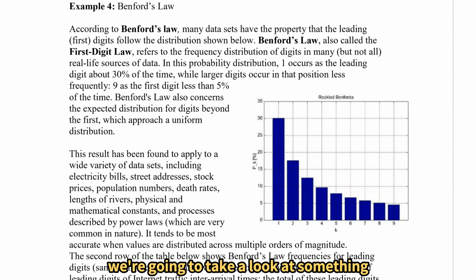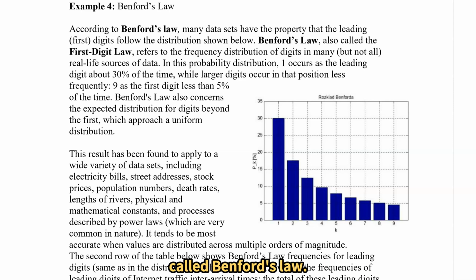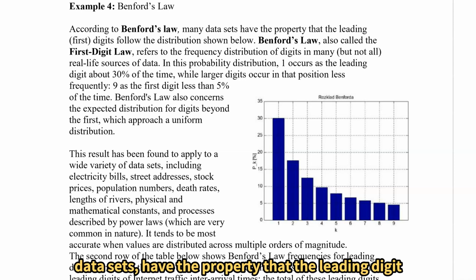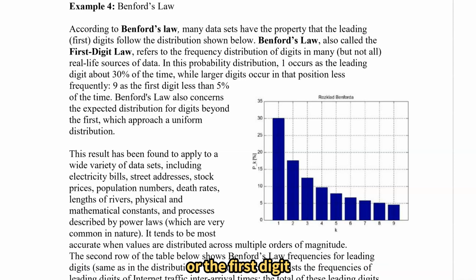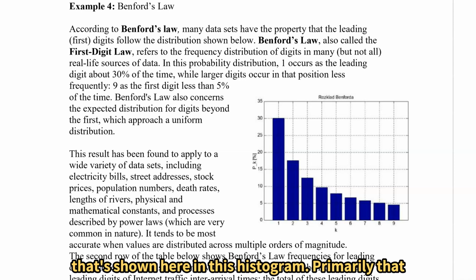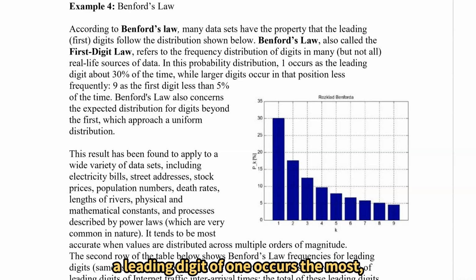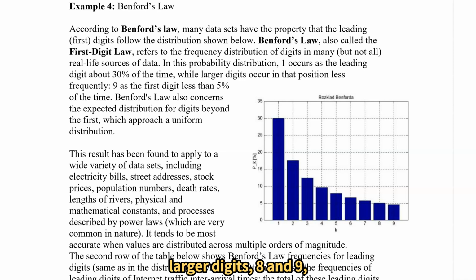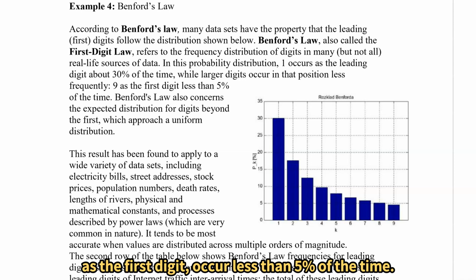In this lesson, we're going to take a look at something called Benford's law. According to Benford's law, many data sets have the property that the leading digit, or the first digit, follows a distribution that's shown here in this histogram. Primarily, a leading digit of 1 occurs the most, about 30% of the time, whereas larger digits, 8 and 9, as the first digit occur less than 5% of the time.